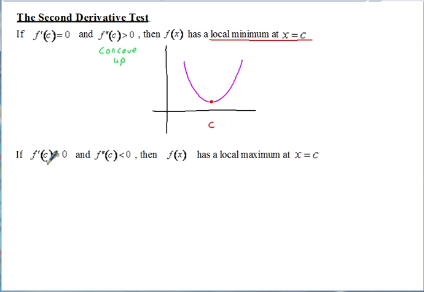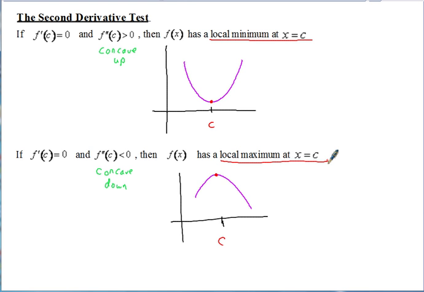Similarly, if first derivative again at that specific x value c is 0 and the second derivative is less than 0, that means it's concave down there at that specific value c. So what this would look like, some c value here. If the function is concave down with a slope of 0, it would look something like this. So concave down, then you can see that would be a local maximum at x equals c.